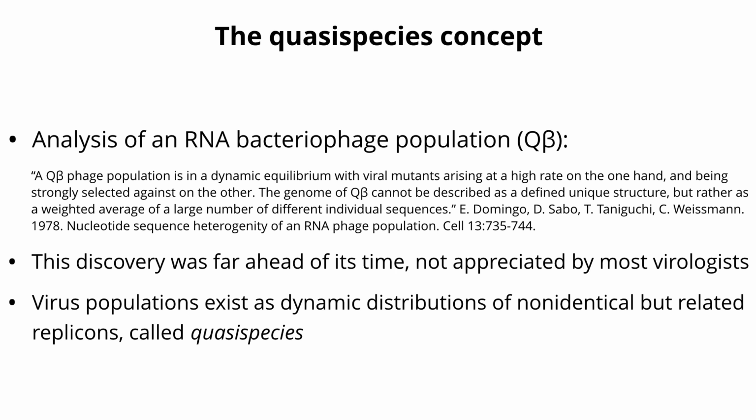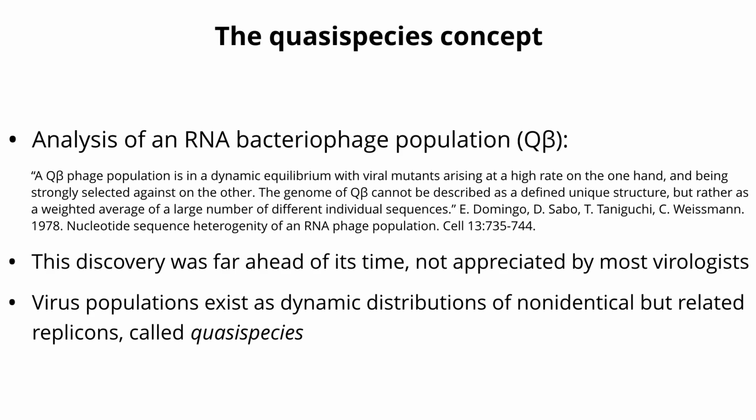Basically, what this means is that virus populations are not one sequence. When I show you a sequence of a virus, and I'm going to show you one in a moment, that's not what the virus genome is like. The actual genome is a mixture of different sequences, non-identical but related. We call this a quasi-species. So that is what a quasi-species is.